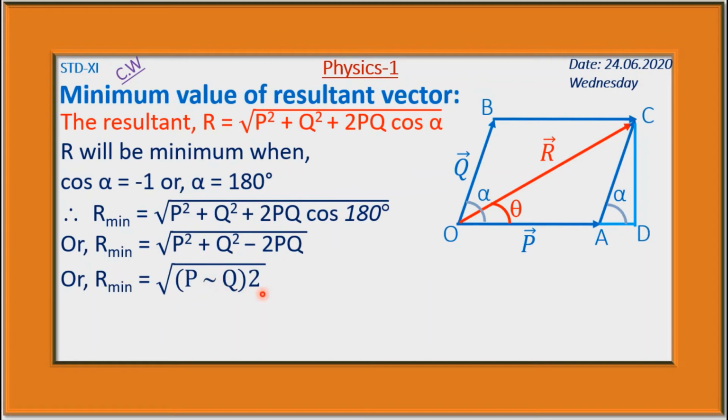and R minimum is equal to p difference q whole square root. Because we don't know which one is greater, p or q. From this equation we can write p minus q whole square or q minus p whole square. Both are correct. So p difference q. If p is greater than q, then p minus q, and if q is greater than p, then q minus p. Therefore, R minimum is equal to p difference q. This is the minimum value of resultant value of two vectors p and q.